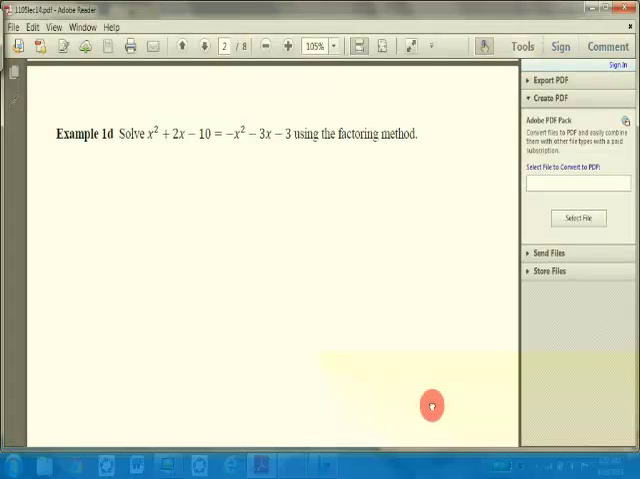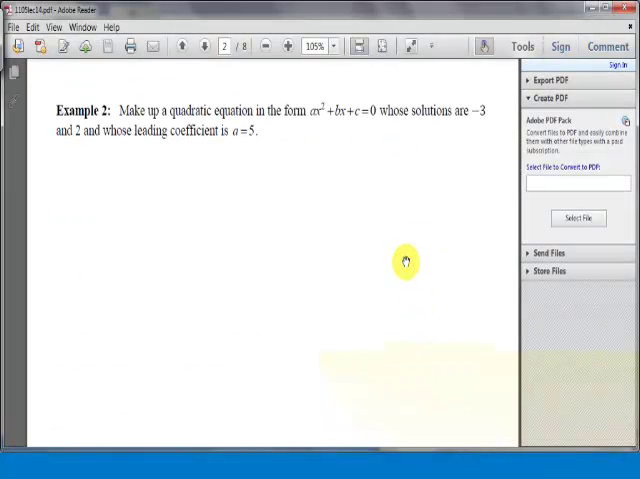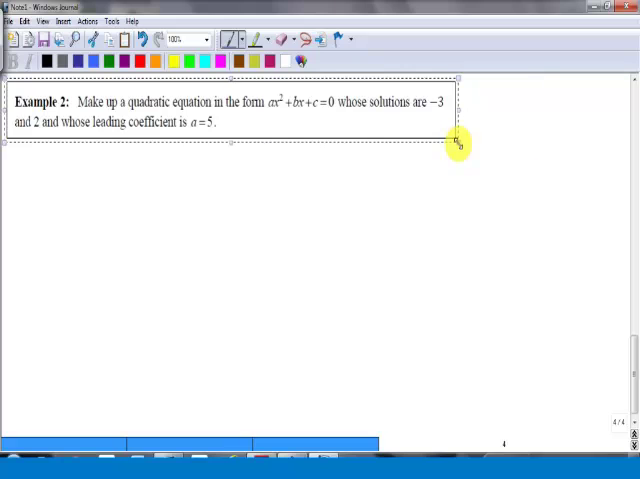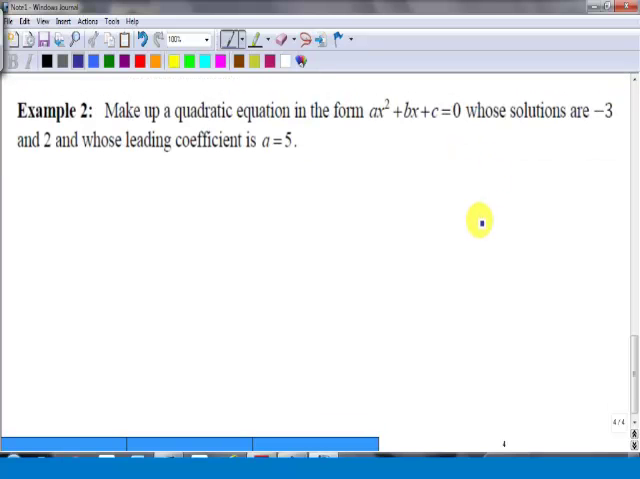Now, example 2, this is a new one this semester. I think you'll run into this problem as one of the Alex Gold topics. Make up your own quadratic equation, subject to particular solutions. I mean, it's one thing to have a quadratic equation handed to you and you try to find the solutions. It's another thing to have the solutions handed to you and you try to find the quadratic equation.